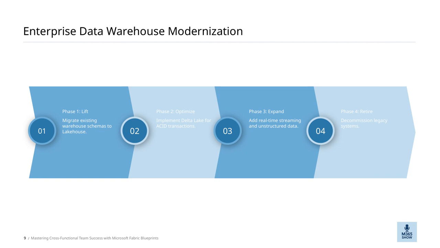This process is structured in phases, starting with lifting and shifting the existing setup, then optimizing the environment, expanding functionalities, and finally retiring outdated systems. Each phase builds upon the previous one, guiding us toward a modern, flexible, and efficient data architecture that aligns with our overall digital transformation goals.